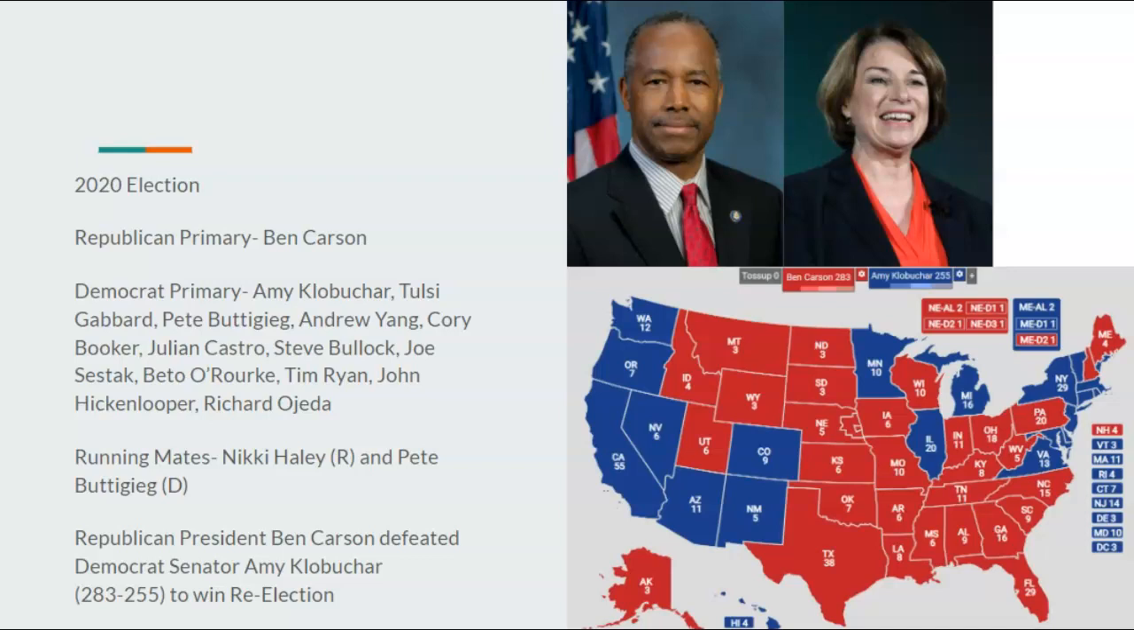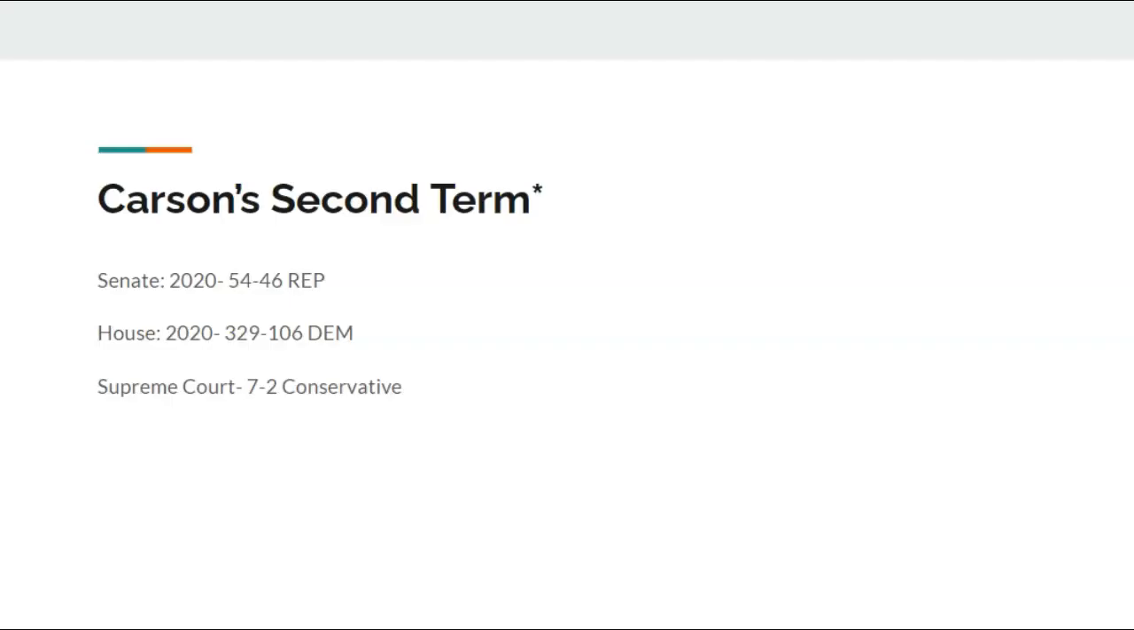But Ben Carson would pull out all the odds, and Republican President Ben Carson would defeat Democrat Senator Amy Klobuchar 283 to 255 to win re-election. Ben Carson does it again. Anyway. In Carson's second term, of course, this is as of right now. That's why that asterisk is there.